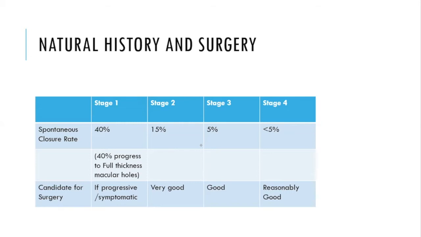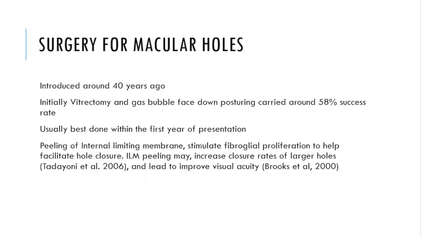But in full thickness macular holes, I think most of us agree that these should have surgery, the exception perhaps being in traumatic macular holes, as I mentioned. In stage 2, I'd probably say the smaller the macular hole, the better the prognosis. So the less duration of symptoms, the smaller the hole, then the better the chance. Even at stage 4, where it's got a very low likelihood of closing itself, you can still get reasonably good success rates with surgery. So surgery for macular holes was introduced around 30, 40 years ago, actually.